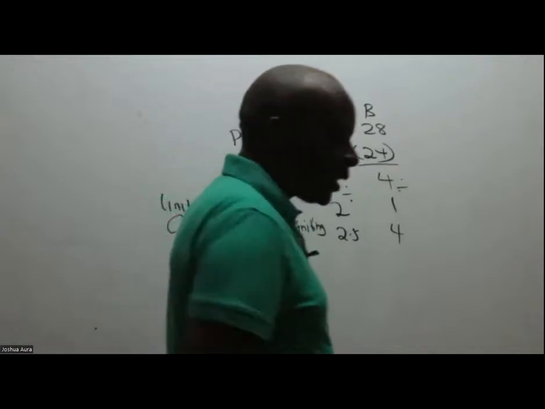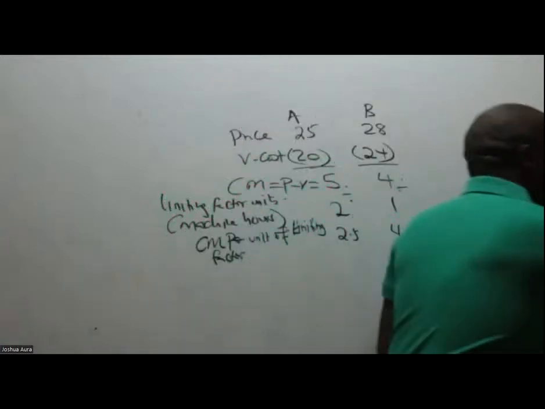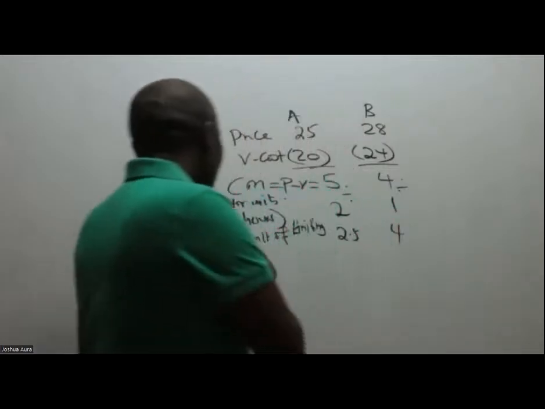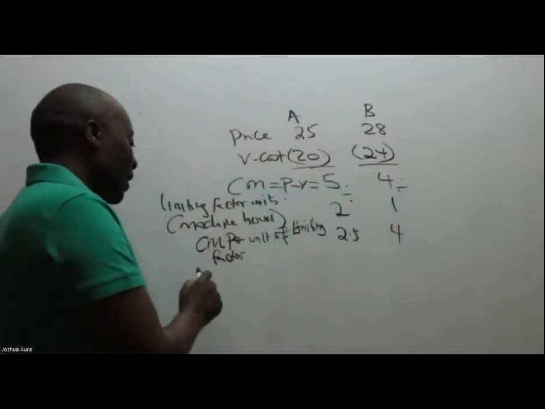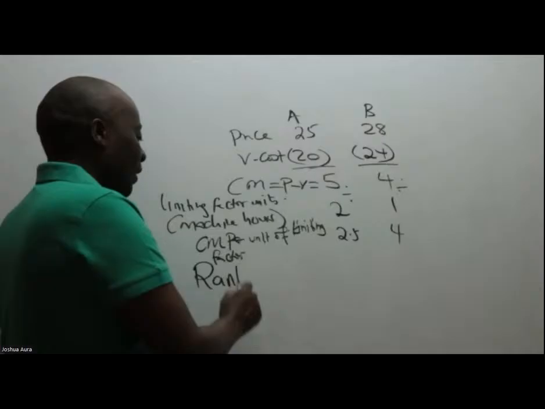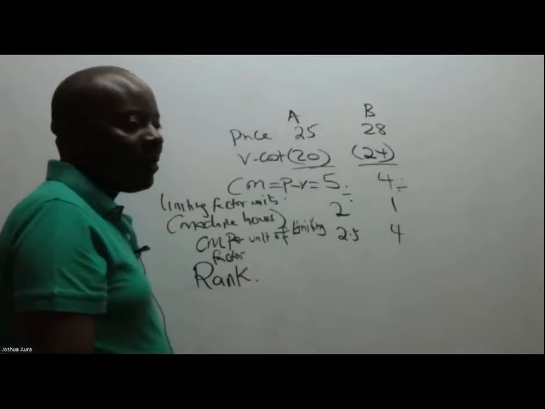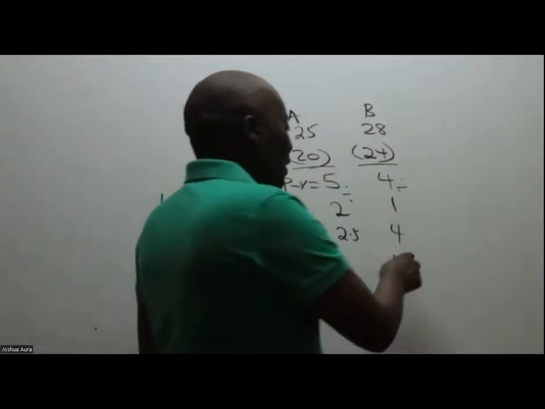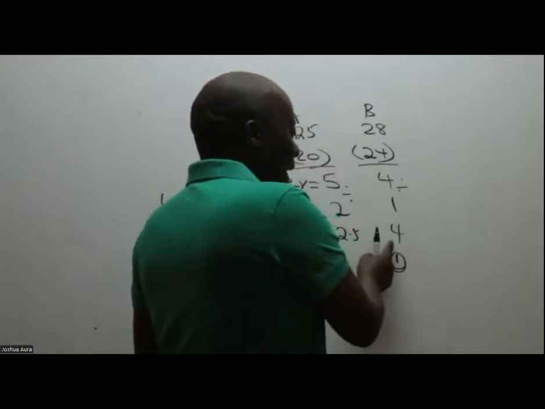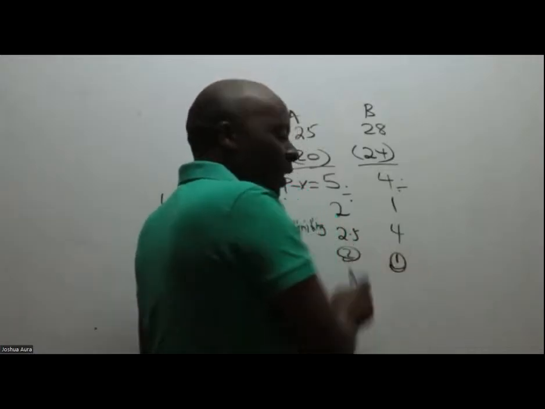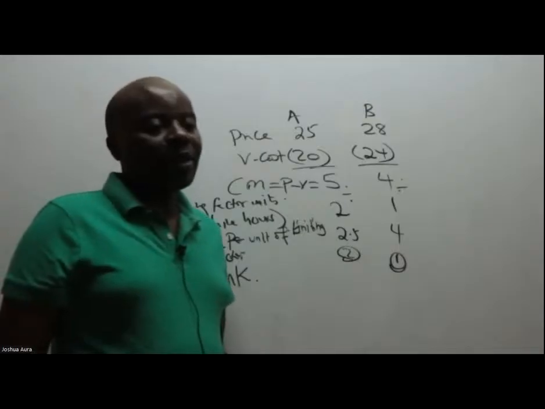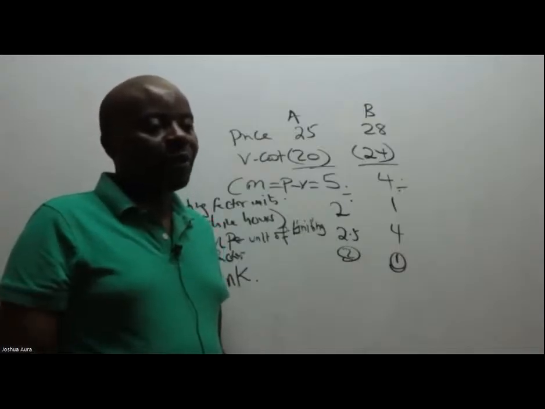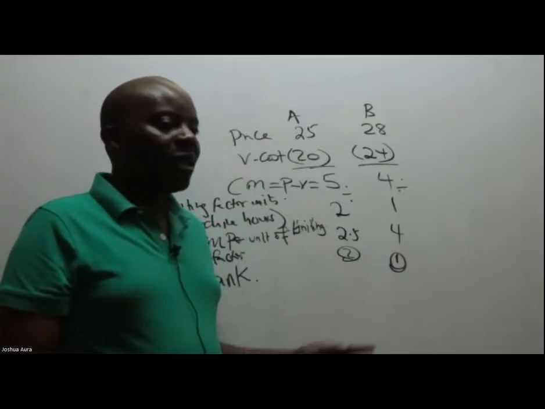Having gotten the contribution margin per limiting factor, go ahead and rank for us. Remember, the higher the better. So this takes up position number 1 because it has a higher value. This takes up position number 2. So you rank them like that.